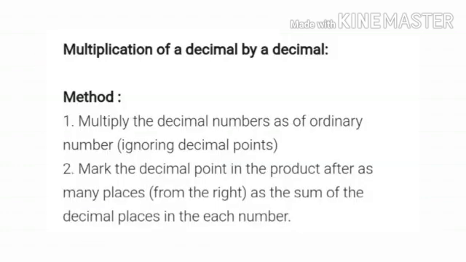Next is multiplication of a decimal by a decimal. So, let us see its method. First, we will multiply the decimal numbers as of ordinary number. We will ignore its decimal points and we will consider it as whole number. Then mark the decimal point in the product after as many places as the sum of the decimal places in each number. So, let us see few examples.